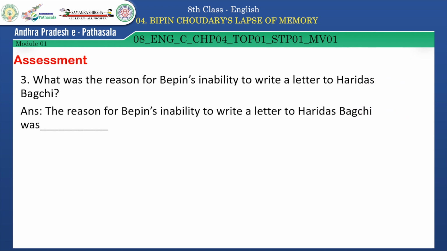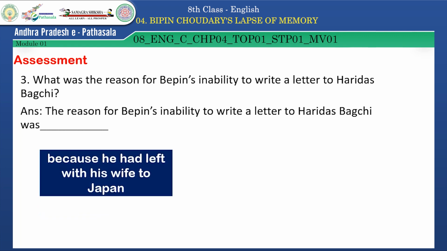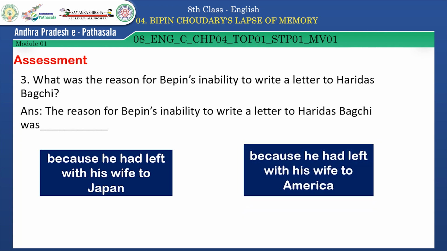The third question. What was the reason for Bipin's inability to write a letter to Haridas Bagchi? What are the alternatives? Because he had left with his wife to Japan. Because he had left with his wife to America. What is the right answer? Yes, you are right. Because he had left with his wife to Japan. Very good.